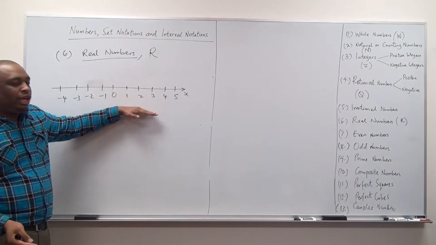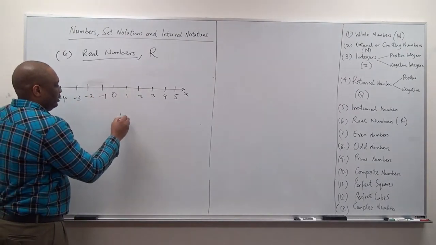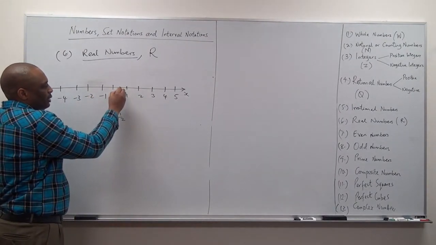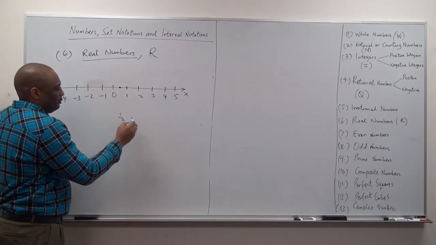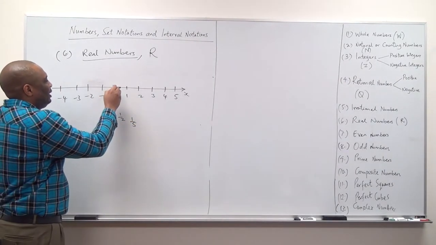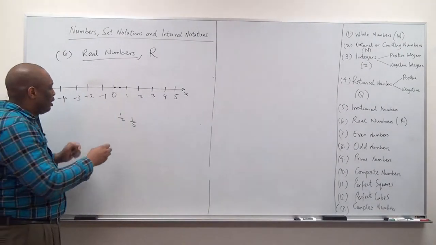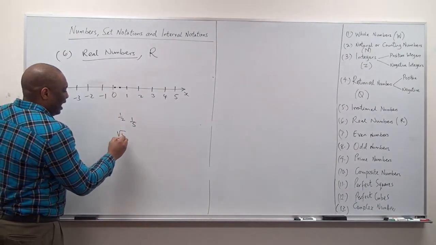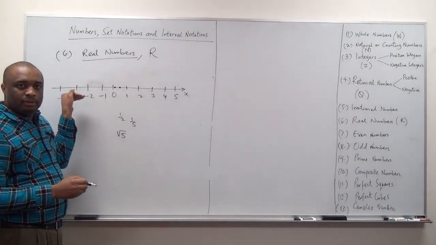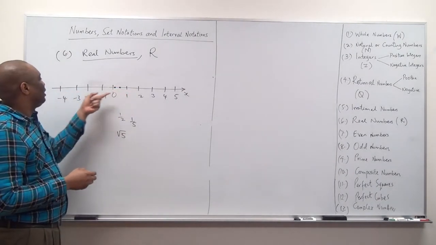Anything that can be found here, you can find 1 over 2 here. 1 over 2 is in between. You can find 1 over 5, which is 0.2, around here. You can find the square root of 5 here. It gives you 2 point something. You can find it here.